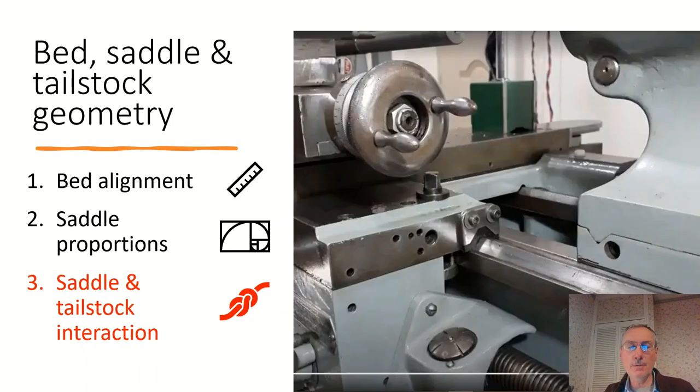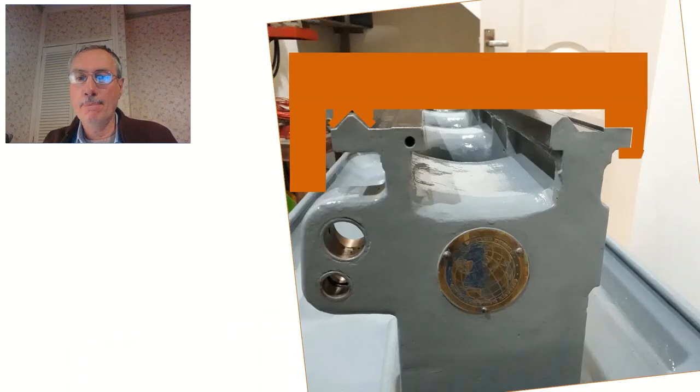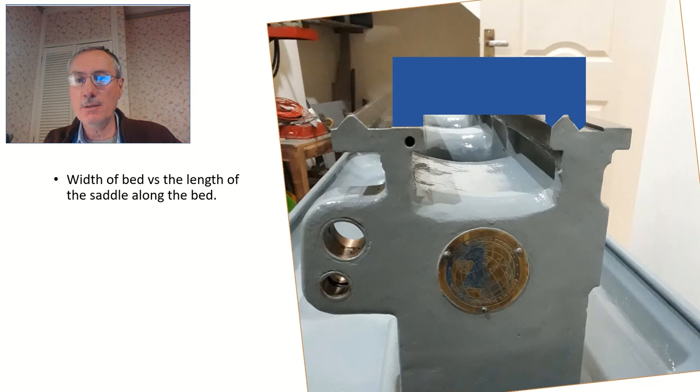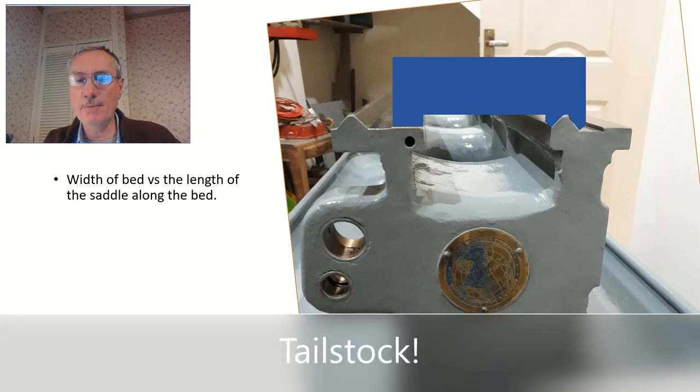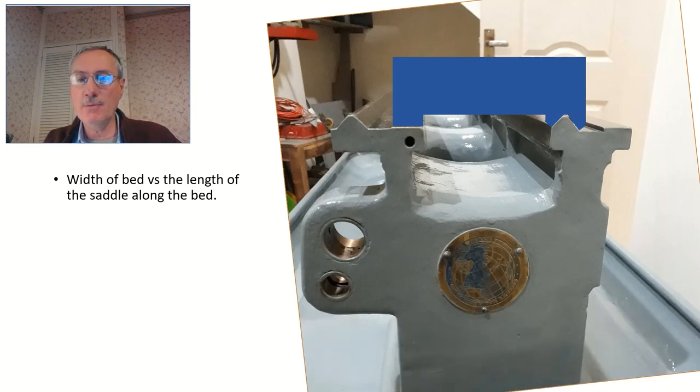So now we come to item number 3, saddle and tailstock interaction. And this is where we need to think about these two items not as separate pieces, but as items which work together. Now, on a lot of lathes, the saddle operates on one portion of the bed, and the tailstock operates on a separate portion of the bed. And the primary reason for this is not wear, but to provide flexibility in where you can position the two items along the bed.